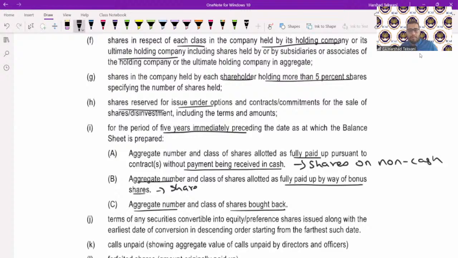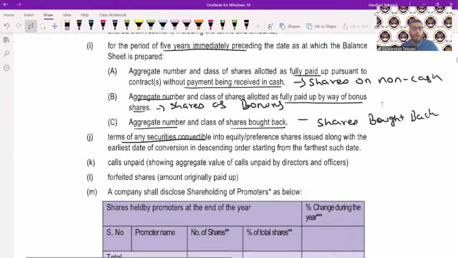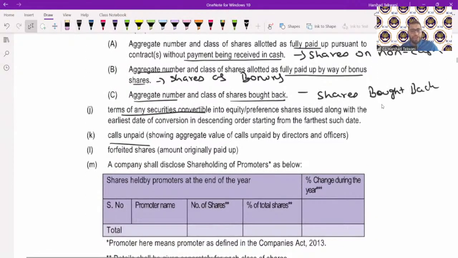Shares as bonus and shares bought back. Okay. So these things are for the immediately preceding 5 periods. Okay. Then if there are terms for the convertible security, then those terms, calls unpaid, forfeited shares.